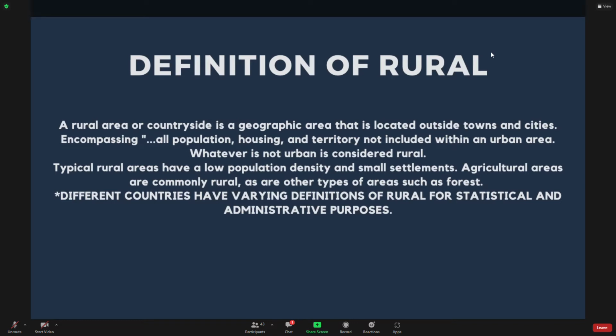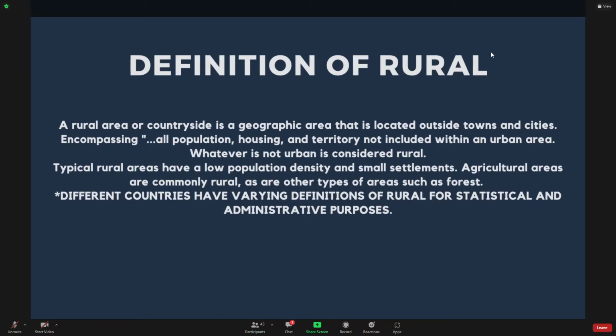That is very easy, because in town and country planning, urban and rural planning, we only have these two. So whatever is not urban is considered rural. Overseas, they call it countryside. Some other places also call it countryside.